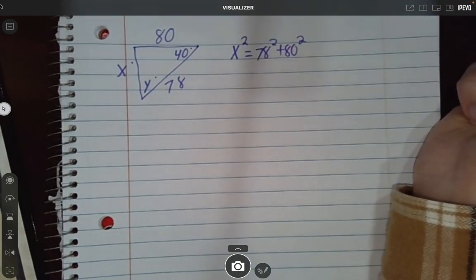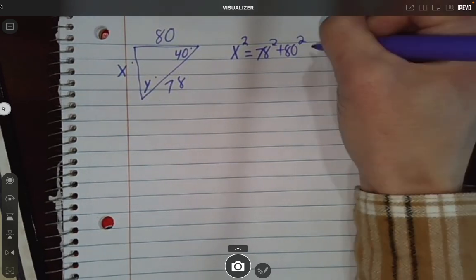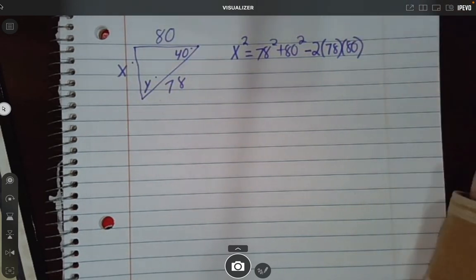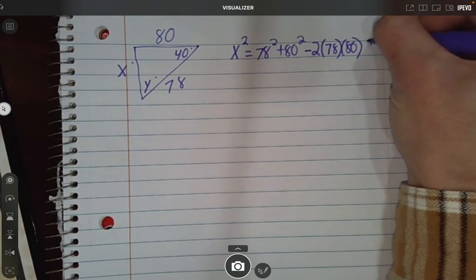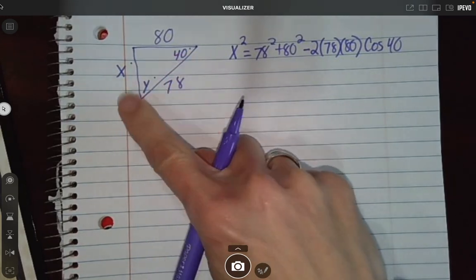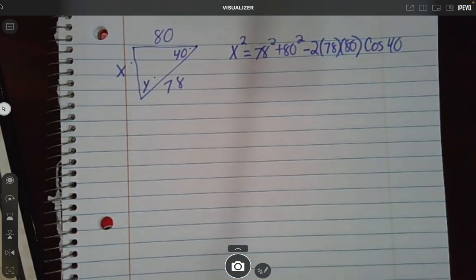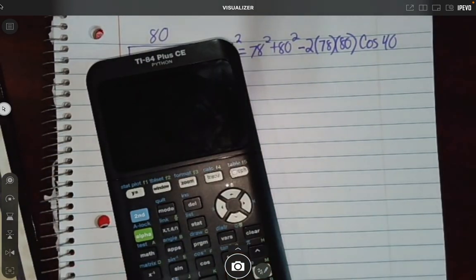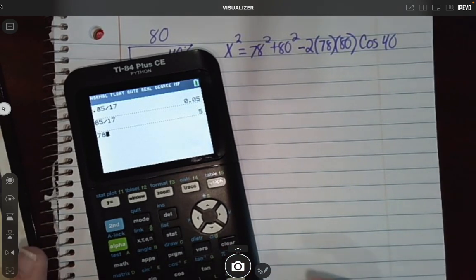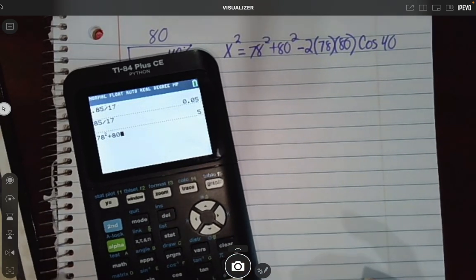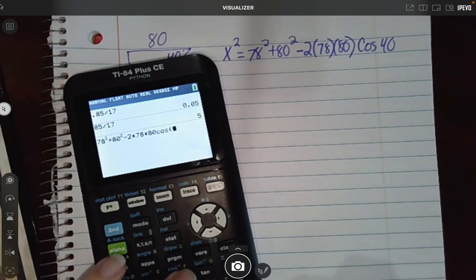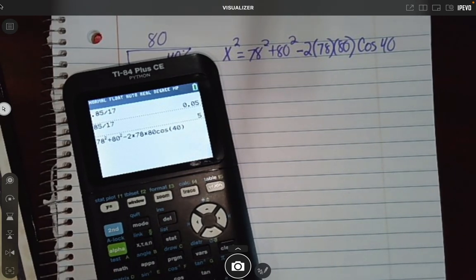Everybody good with that? And I'm just following along. Formulas are written over there. Minus 2 times those same two sides, right? Everybody good with that? Mm-hmm. And then we put times the cosine of 40. That's the angle that's across from here. Is everybody good so far? Now all you have to do, these are the easier ones, is enter it in right here. So I can do the whole thing: 78 squared plus 80 squared minus 2 times 78 times 80 cosine 40. I hope I entered everything right.